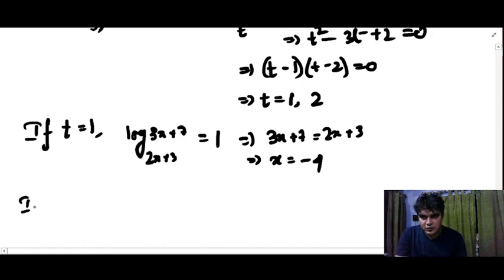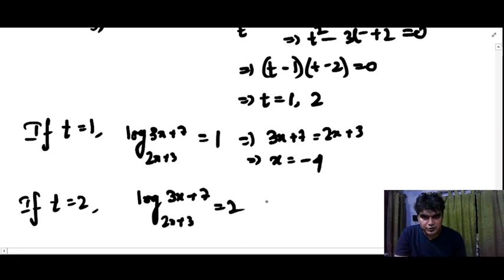Now if t equals to 2, so that means log of 3x plus 7 base 2x plus 3 equals to 2. So it is giving me 3x plus 7 equals to 2x plus 3 whole square, right?